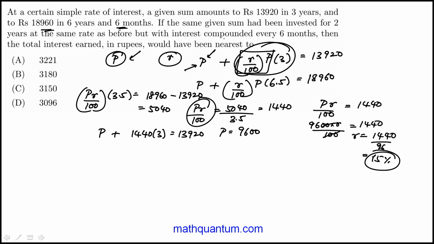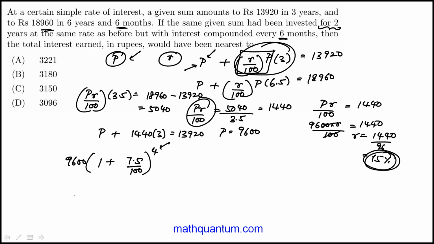Now I need to figure out the interest earned if it was compounded every 6 months. So our P is 9,600. So this is our half-yearly compounding. The interest for the 6-month period would be half of that, so 7.5%. And then the number of 6-month periods in a 2-year period would be 4. So our exponent would be 4.